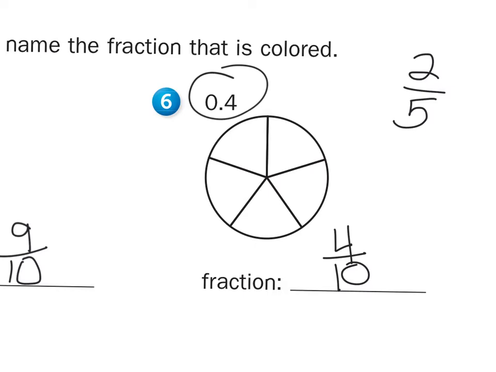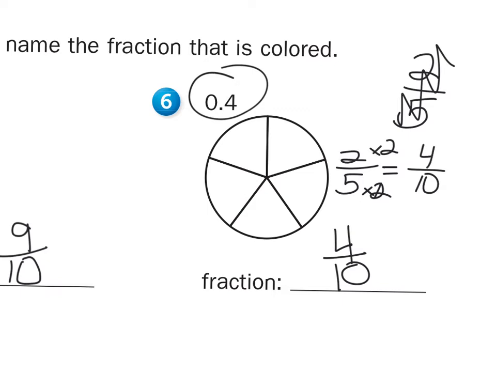How'd you do that? So remember, to get an equivalent fraction, if you multiply the top and bottom by the same number, you can get that equivalent fraction. So 5 times 2 is 10. 2 times 2 is 4. So 2/5 is equivalent to 4/10. So when I color that in, I'm going to color 2/5.